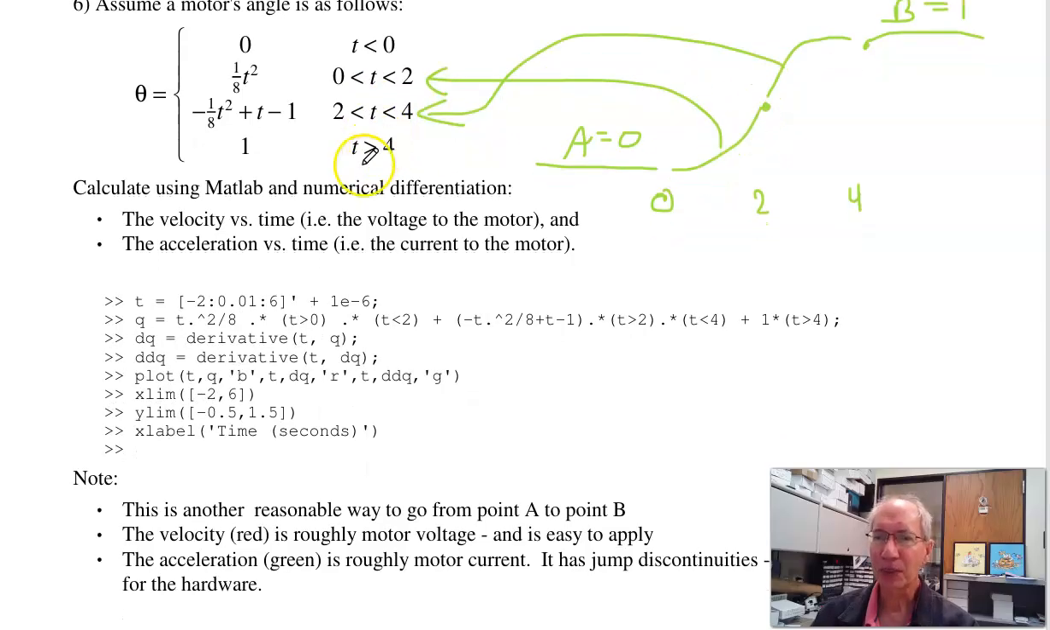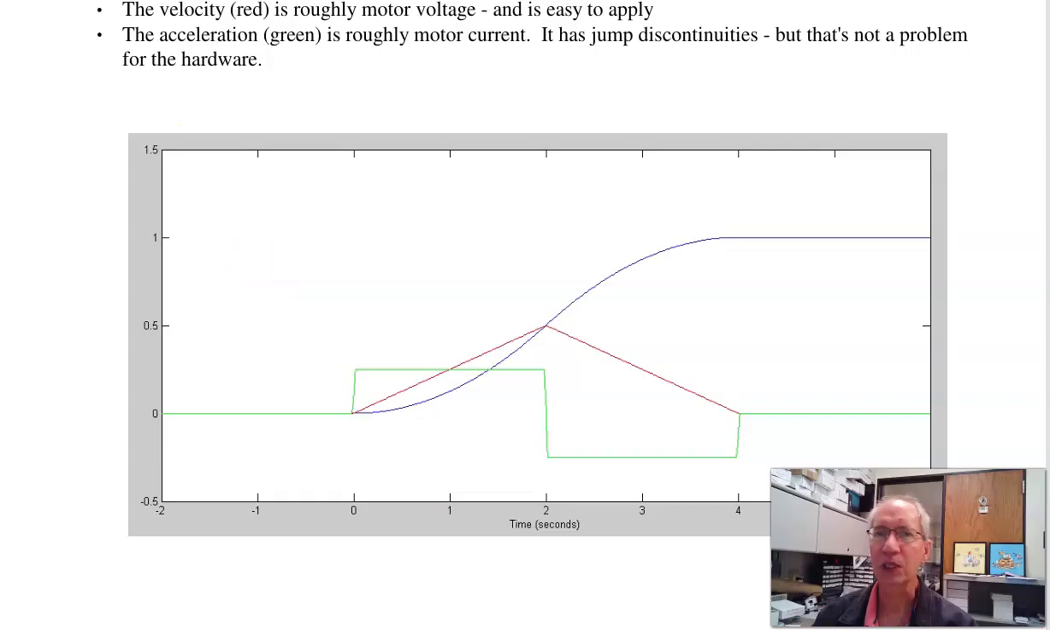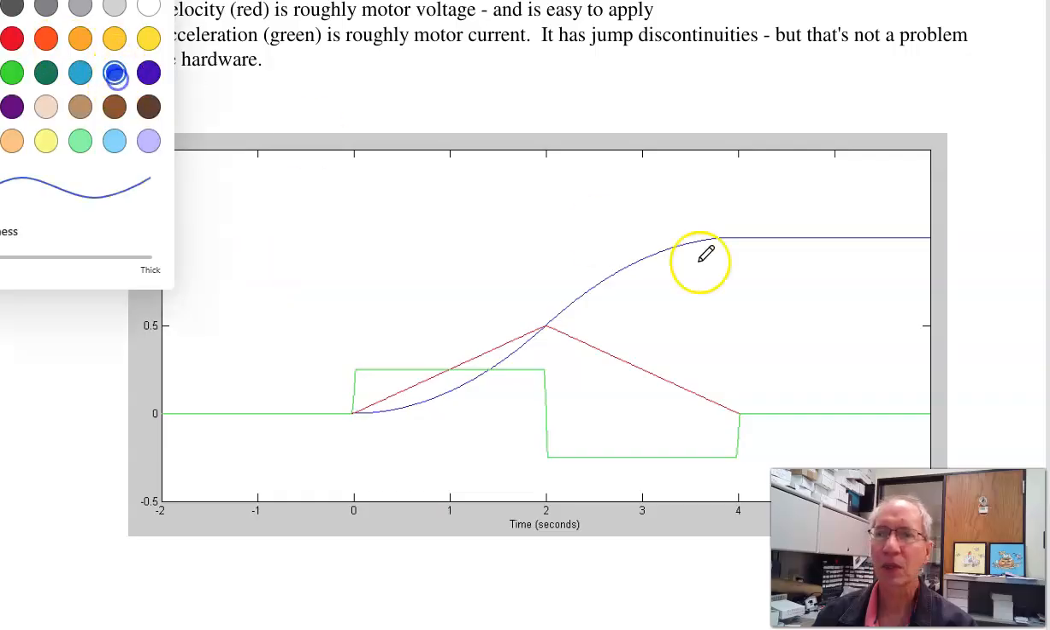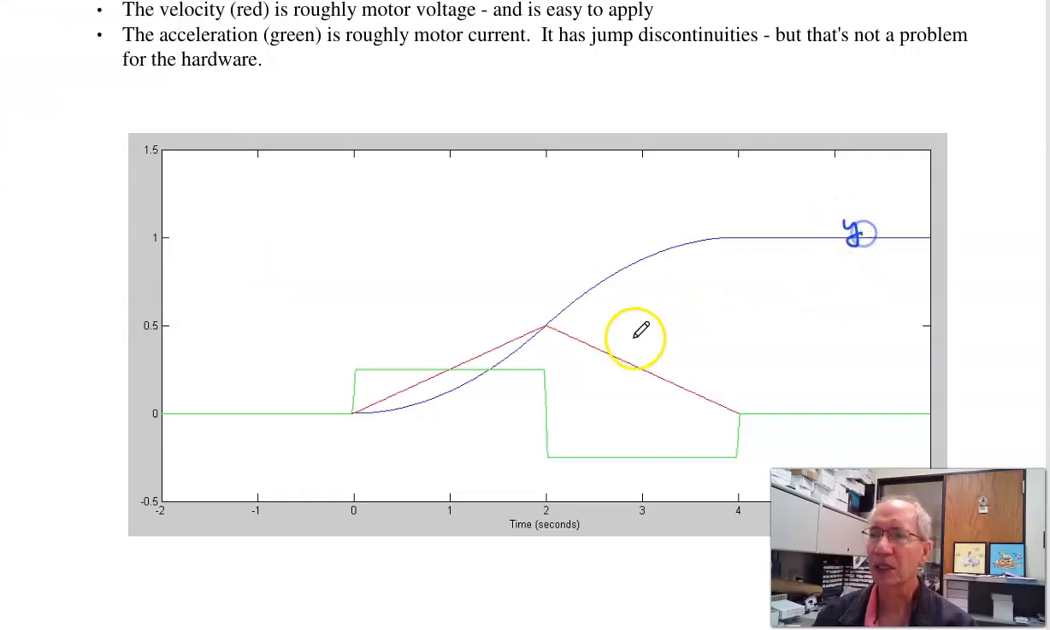Throw that into Matlab, and again, kind of a long one. Here it is for t between 0 and 2. Here it is between 2 and 4. Here it is between 4 and infinity. Throw that into Matlab, take the derivative, second derivative, plot them, and now this is what it looks like. So this is y. Here's y prime and y double prime.